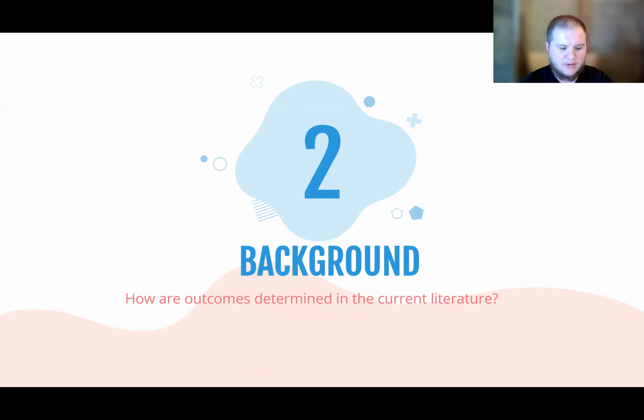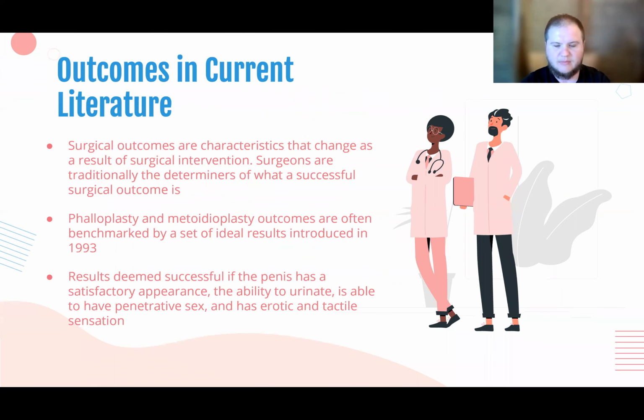I'm going to go over a bit of background about how current outcomes are determined in the literature. Surgical outcomes are characteristics that change as a result of surgical intervention. And surgeons are traditionally the determiners of what a successful surgical outcome is. And phalloplasty and metoidioplasty are often benchmarked by a set of ideal results. And results are deemed successful if there's a satisfactory appearance, the ability to urinate, able to have penetrative sex, and if there is erotic and tactile sensation.